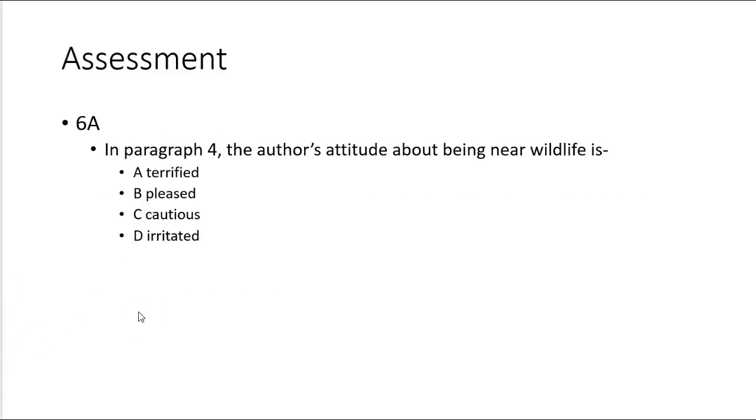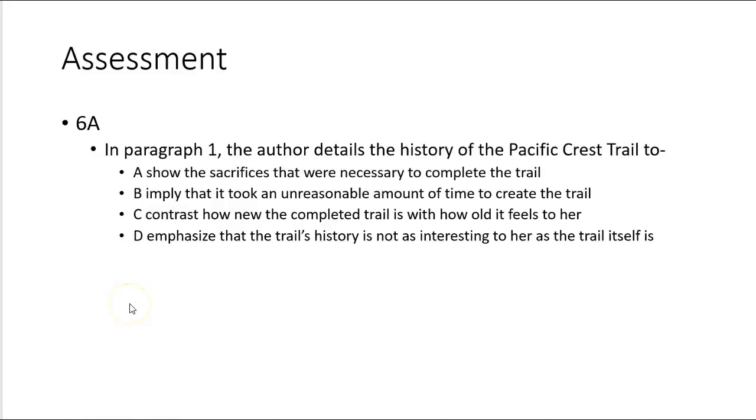Another 6A question is about an author's attitude. In paragraph 4, the author's attitude about being near wildlife is totally an inference question. They have to be able to pick up on the cues to pick up what the attitude means. Another 6A question has to do with the purpose of how information is included. In paragraph 1, the author details the history of the Pacific Crest Trail, and then they have to explain why. So why would this author include these details? So that goes back to the patterns and structure of text. It's really an author's craft question about why would the author want to do this.